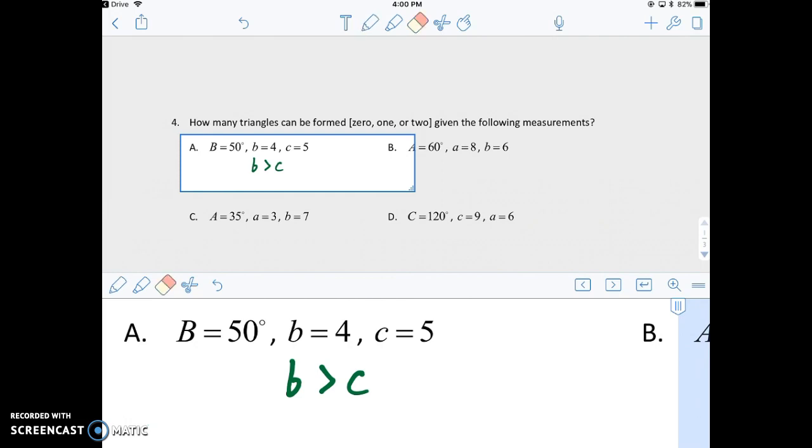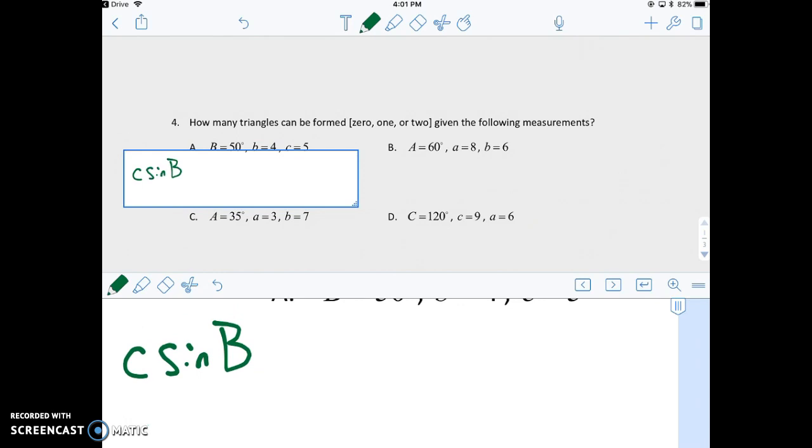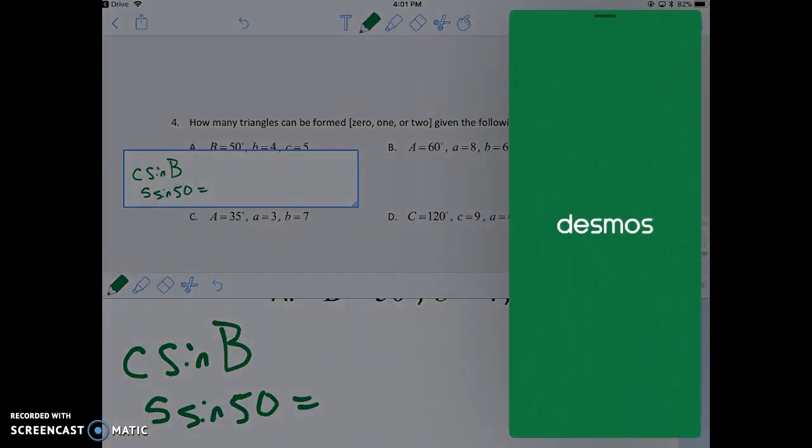In this case, that is not the case. b is less than c. So that means there's a possibility of 0 or 2 triangles. For this test, whether it's 0 or 2, we need to test whether c times the sine of B is greater than or less than side b. So we're seeing if 5 sine of 50 is greater than or less than 4. So this will equal, I believe, let's find out on Desmos.